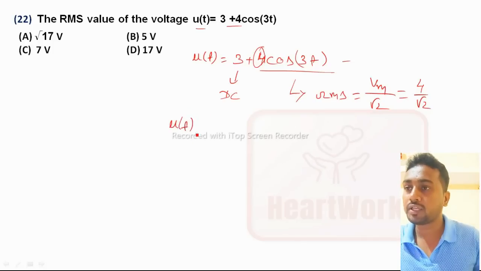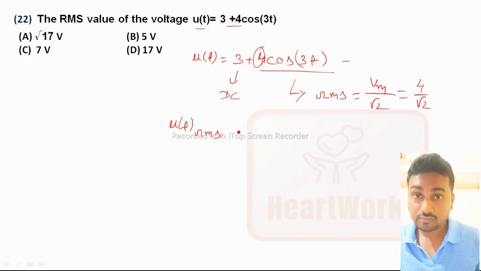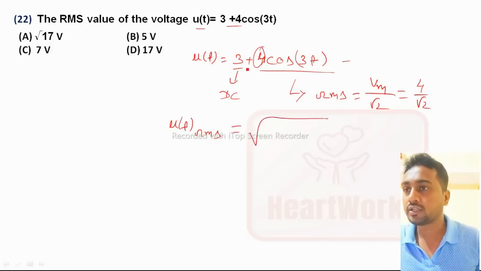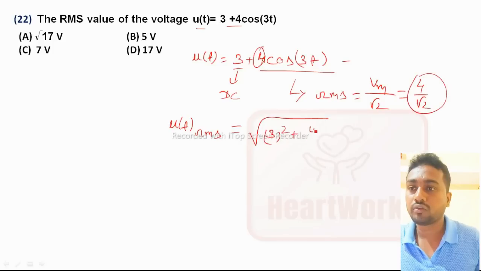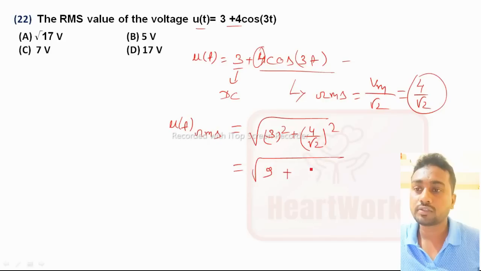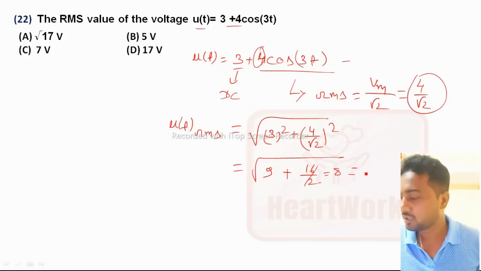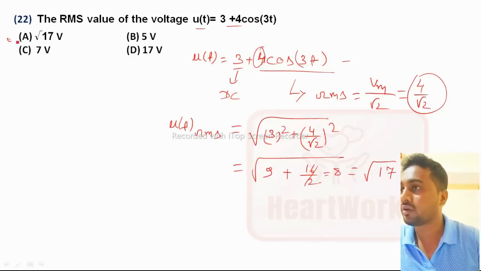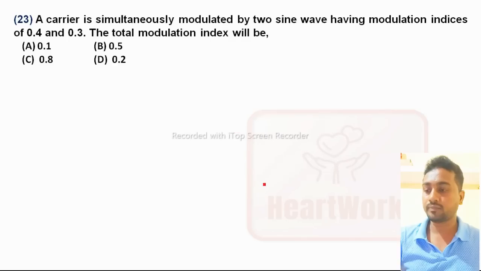Now if we find the RMS value for y of t, the formula is root under 3 whole square plus 4 by root 2 whole square. We take the square root of the squares of the magnitudes. So 3 squared is 9, plus 16 by 2, which is 8. So 9 plus 8 equals root 17. Root 17 volt is our answer, option A. Okay, next.